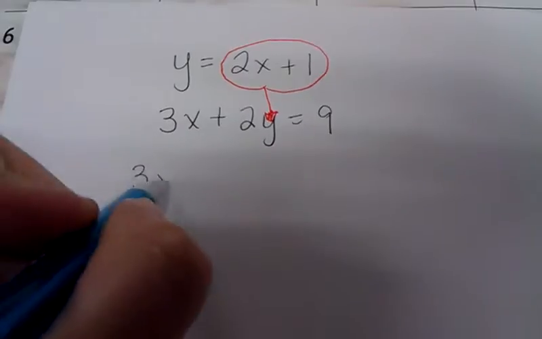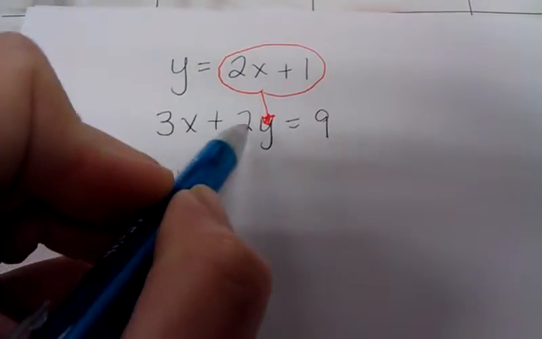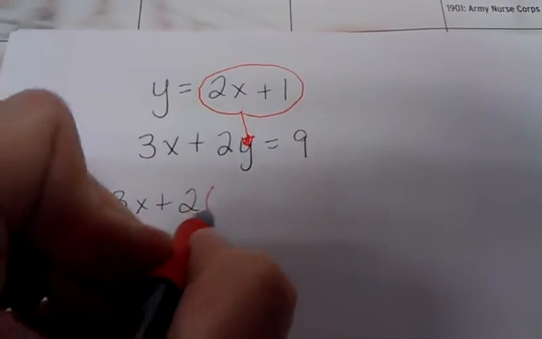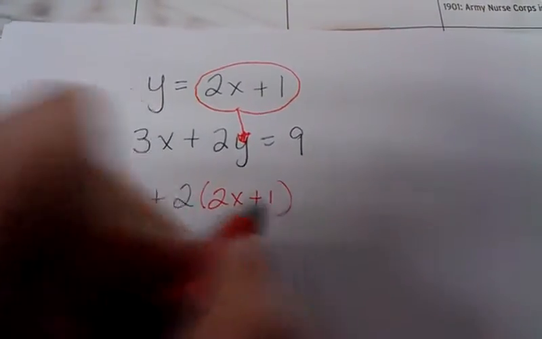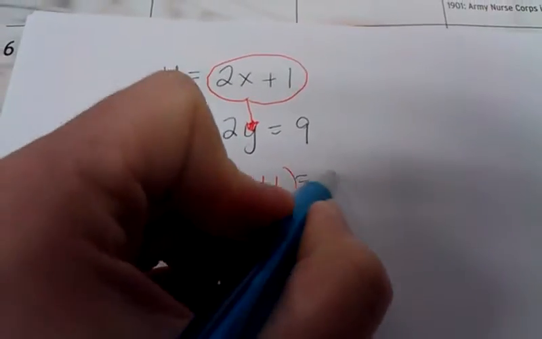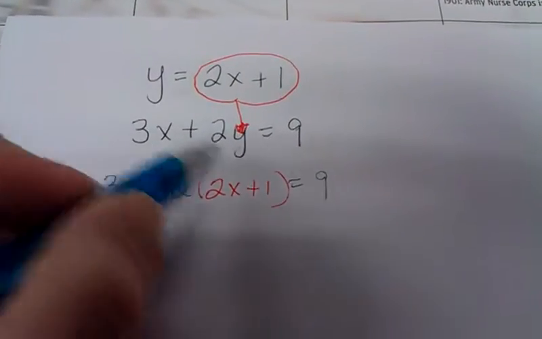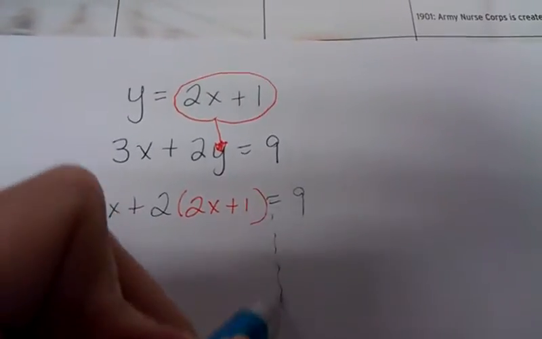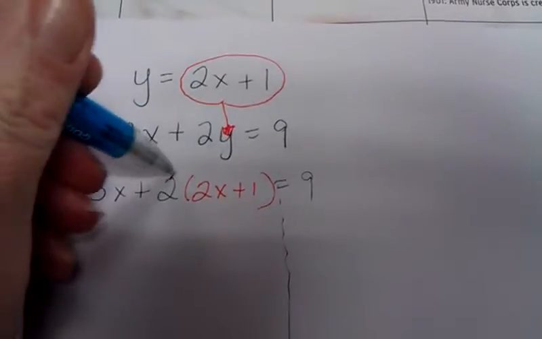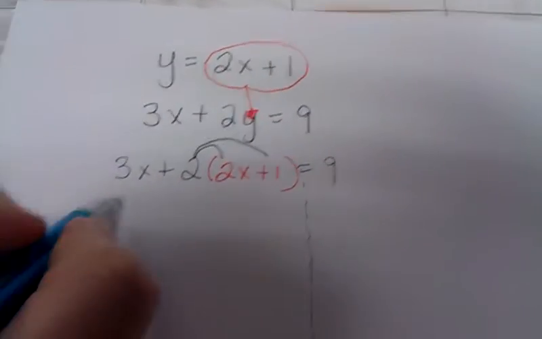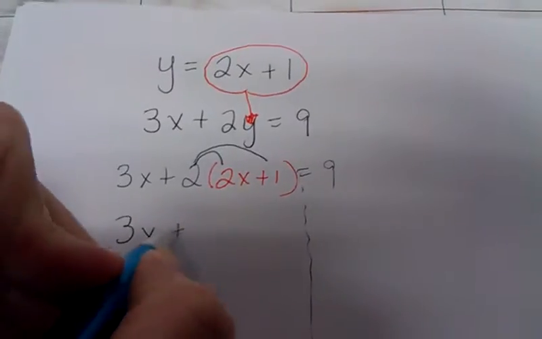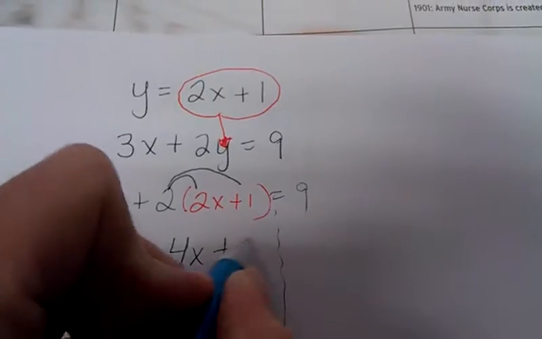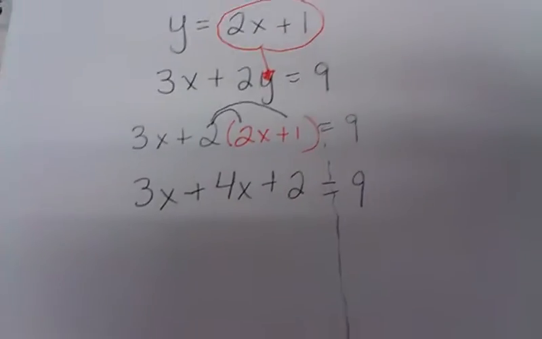So I'm going to write 3x plus 2. That is 2 times y, but I'm taking y out. So instead of y, I'm putting in there 2x plus 1. And that equals 9. These two equations should be the same, except for instead of y, I have 2x plus 1. Again, here I'm going to draw my line to separate my equals. I have hippity-hoppity distributive property. So I have 3x plus 2 times 2 is 4x. 2 times 1 is 2, and that equals 9.